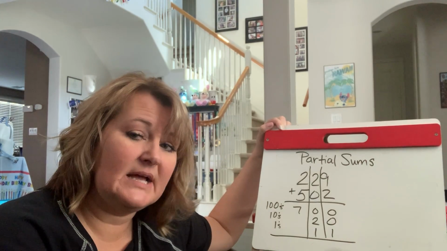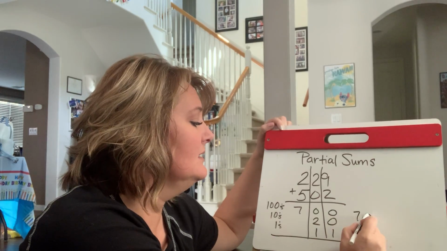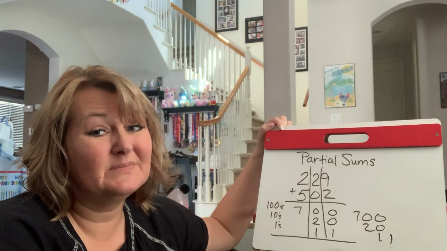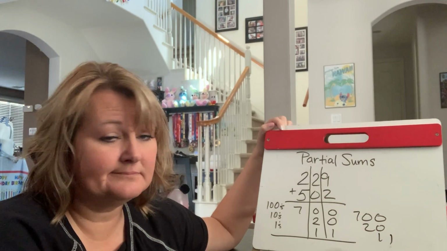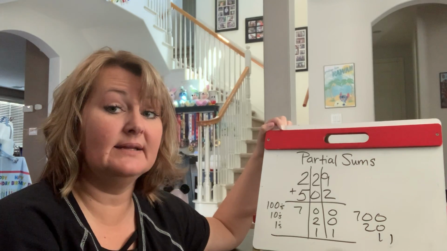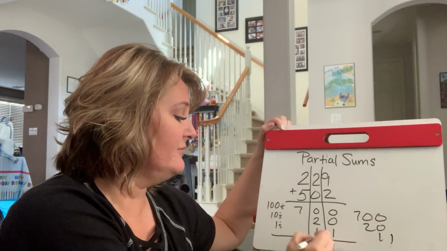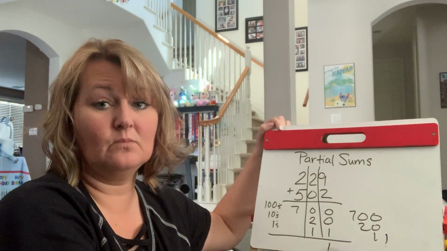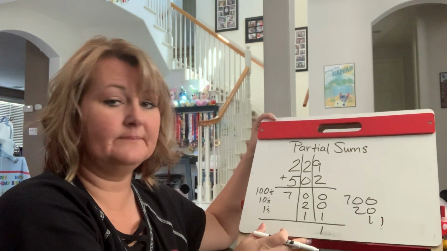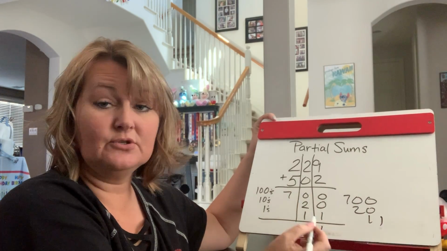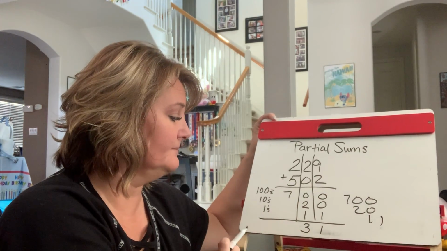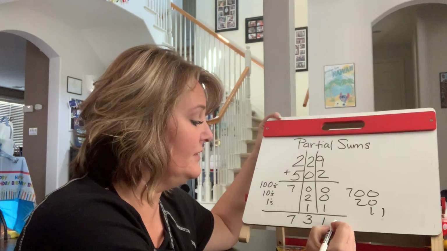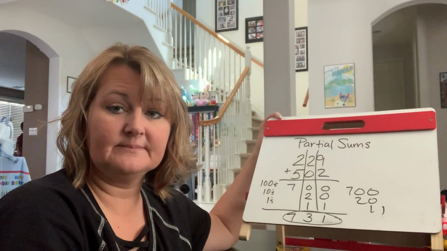If I did not have those lines, could it end up shifted where it said 720 and 11? Yeah, and then would my numbers add straight down? No. So we need to make sure we're lining it up correctly. So adding straight down, 0 plus 1 gives us 1. 0 plus 2 plus 1, 3. And 7, nothing else, that means it's 7. So 731 is my answer.